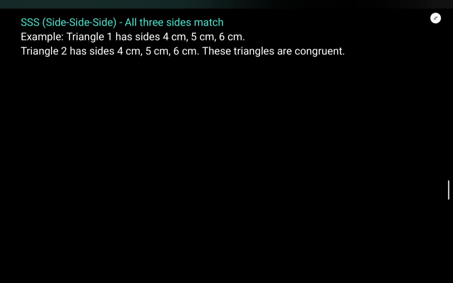Suppose the first triangle has sides 4, 5, 6 and the second triangle has 4, 5, 6. That means they have the same measurements, same size, same shape. Then they have the SSS rule of congruency. We say SSS rule of congruency. They will be congruent when all the sides are equal.